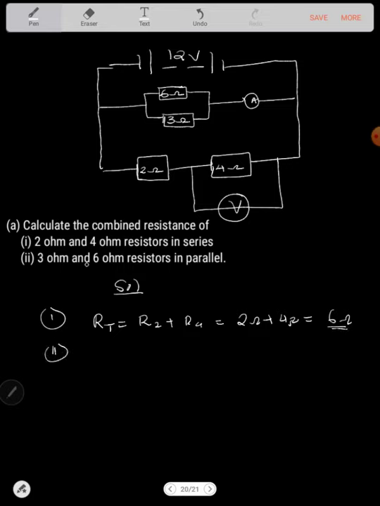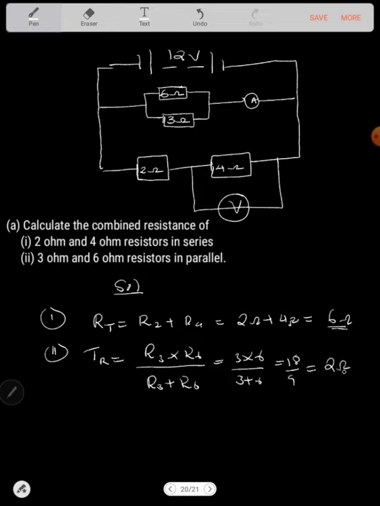Part 2, 3 ohm and 6 ohm resistance. These are in parallel now. The total resistance in parallel, if there are 2, you just say R3 times R6 over R3 plus R6. This will be 3 times 6 over 3 plus 6. This will give you 18 over 9. This will give you 2 ohms.